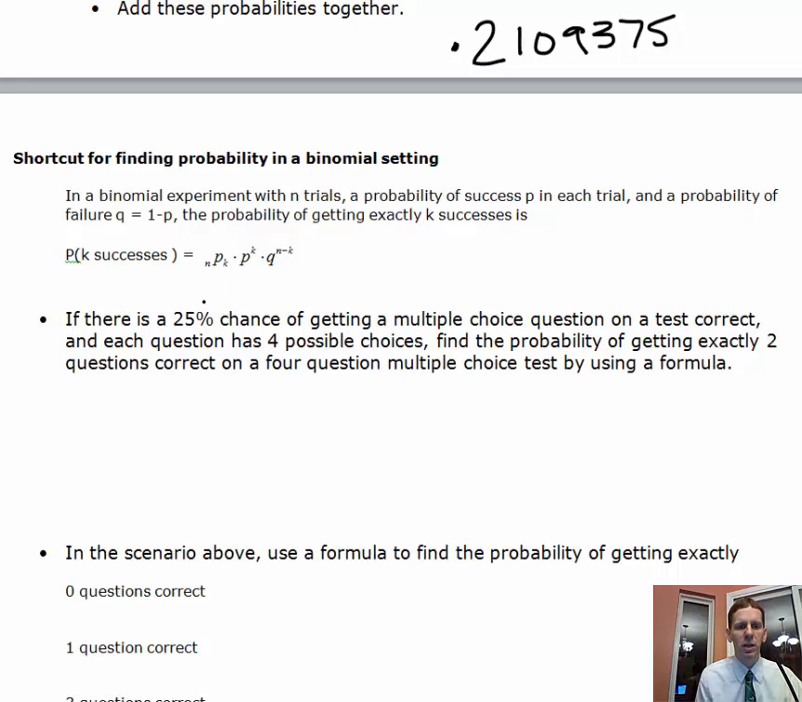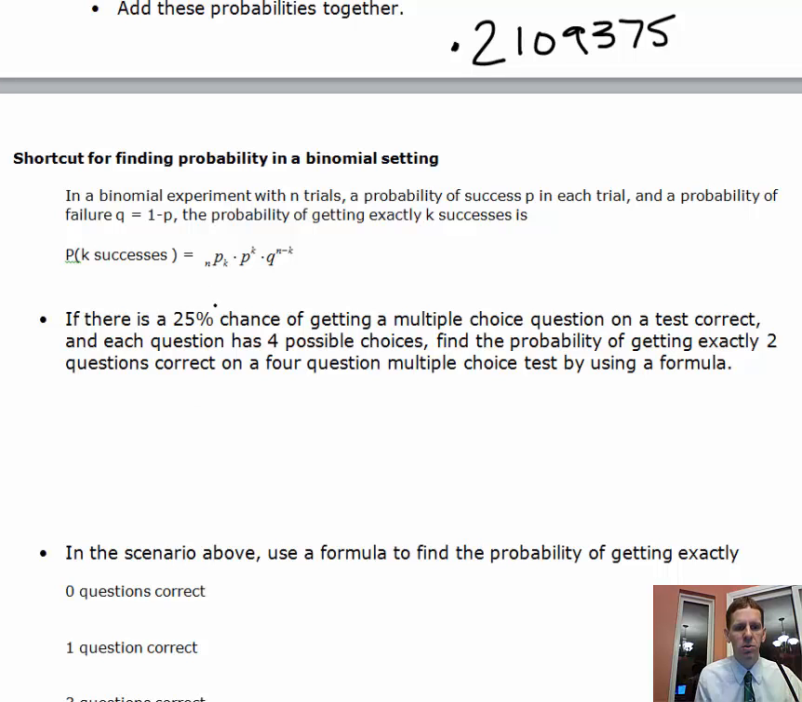So what we're going to be doing in this problem is substituting 0.25 for our probability, 4 for the number of possible choices, that's n, and 2 for k, which is your success. Just a quick note, this is nPk. This is not a probability, this is a permutation. It's kind of like the nPr notation we had last unit.